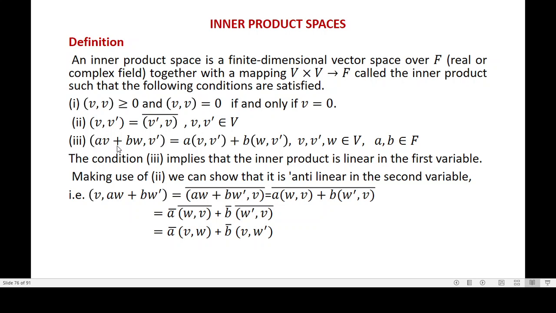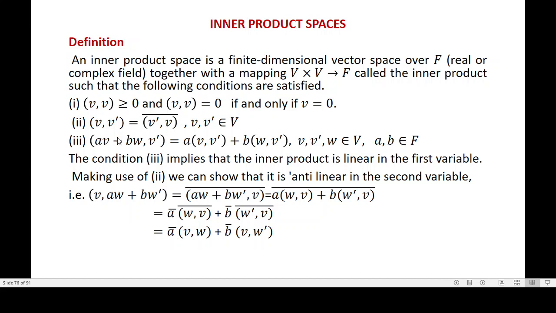The third condition is that the inner product of a·v plus b·w comma v dash is equal to a times the inner product of v with v dash plus b times the inner product of w with v dash, where v, v dash, w belong to V, they are all vectors, and a and b are scalars.